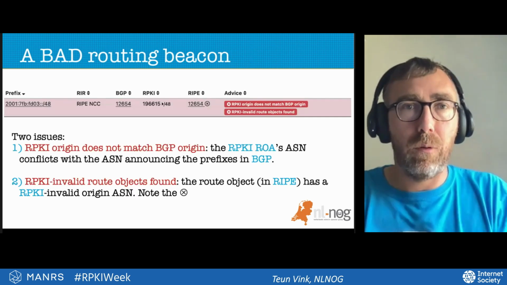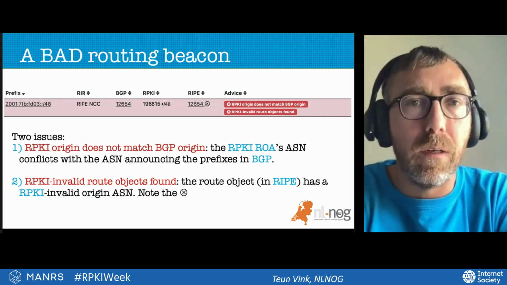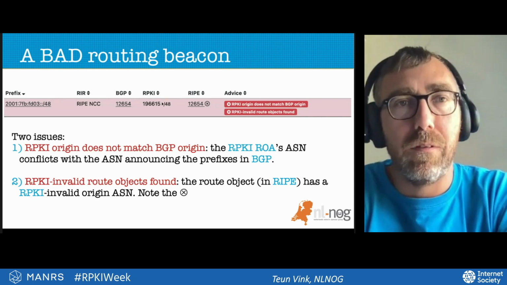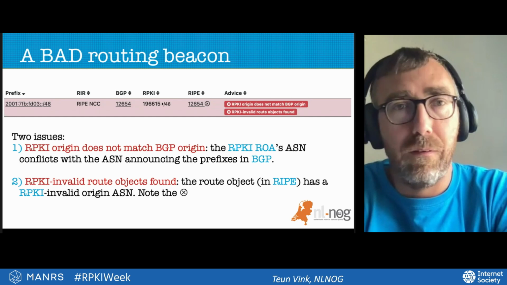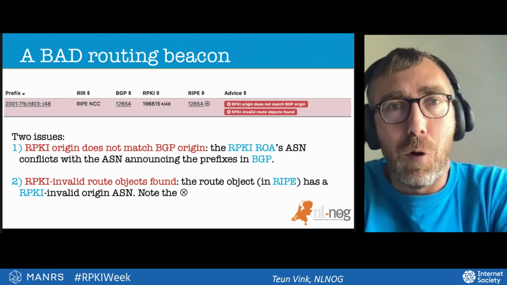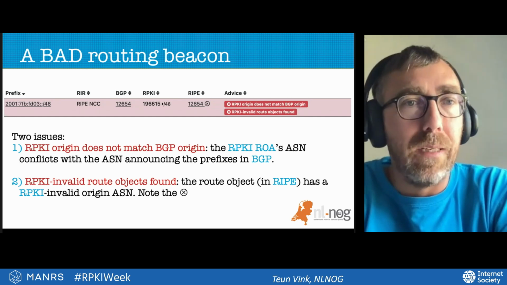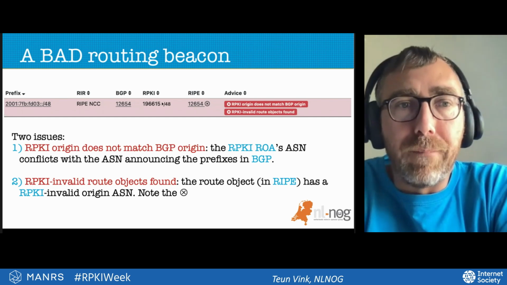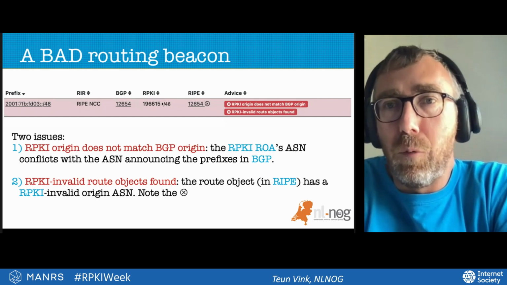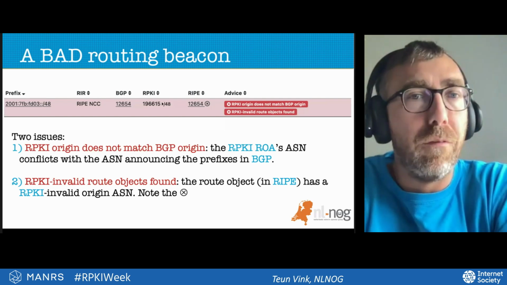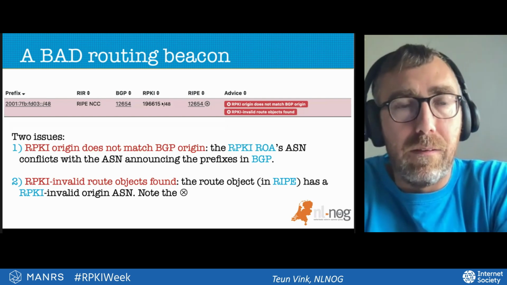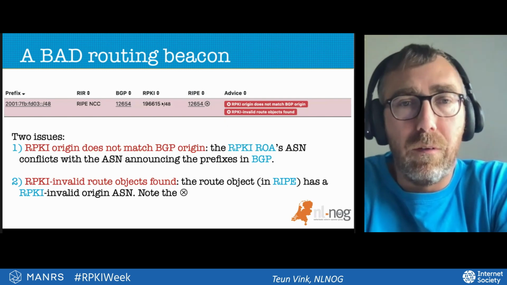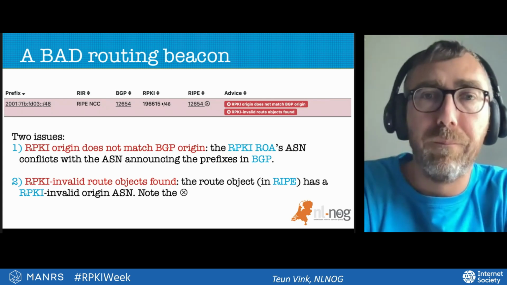So now look at another prefix. This is also from RPKI. This is a known bad routing beacon. And you obviously see the red colors here. There are two issues, and you see two pieces of advice there. The first issue is that the RPKI origin does not match the BGP origin.